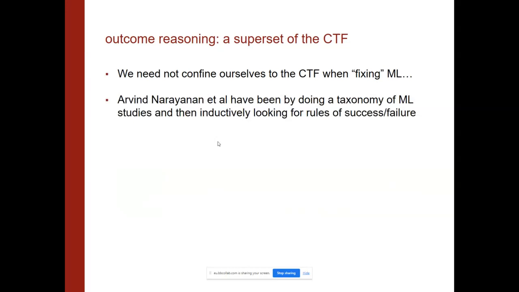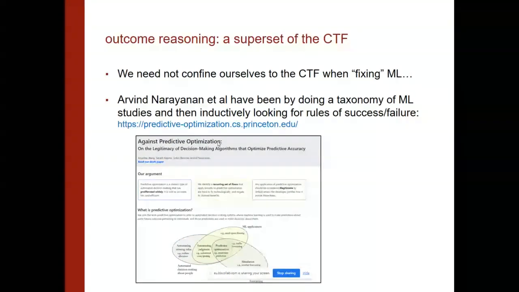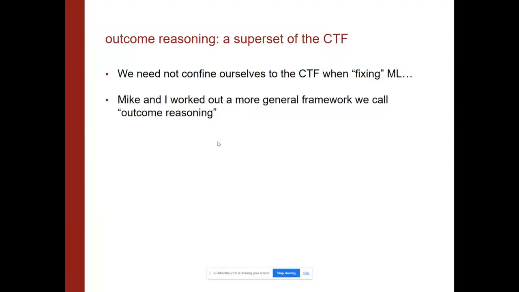There's a group at Princeton that's doing something similar. Arvind Narayanan and his lab have been doing a taxonomy of machine learning. They have a whole collection of machine learning algorithms that have been deployed in the wild, and they try and look inductively for rules as to why some succeed and why some fail. They have a great website if you want to check it out, Against Predictive Optimization, where they go through these different ML tasks and their features, and which ones have shortcomings in which areas.